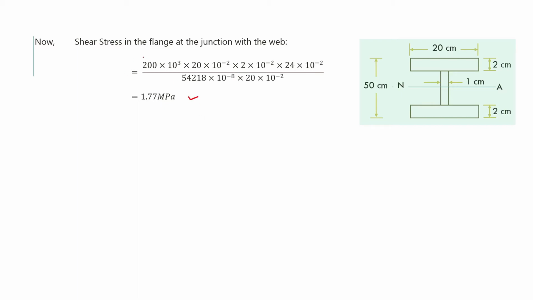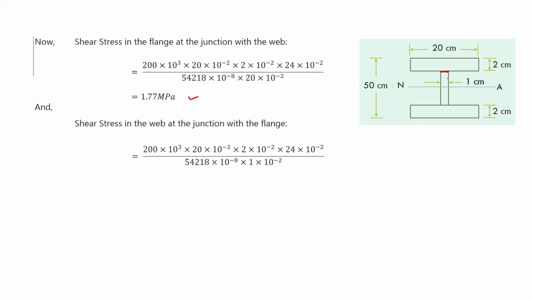So now flange में shear stress की value at the junction with the web we have find it out and this is 1.77 megapascal. So now proceeding further, shear stress in the web at the junction with the flange. अब हम shear stress web पे निकालेंगे. This is the web in the junction with the flange, means at this point or along this line. So now we will use the relation again. So the relation says that this is again tau equal to Fa y bar upon Ib.